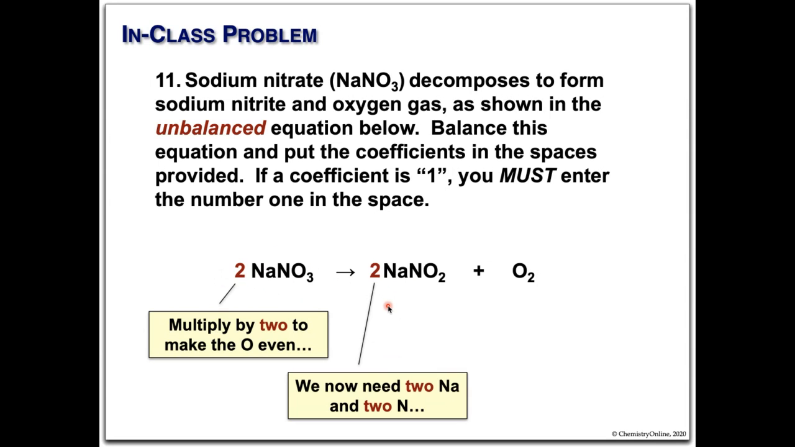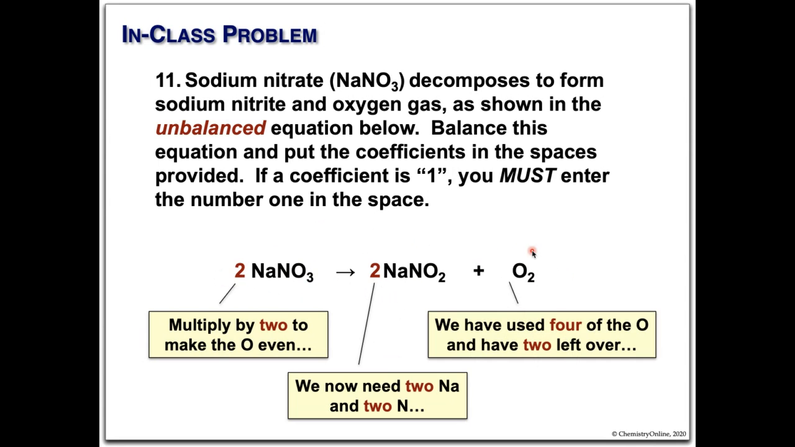Now let's count up our oxygens. We have 6 total. We have used 1, 2, 3, 4. How many are left for the oxygen? O2. Only 1. And remember, if this was a real equation, you wouldn't put the 1 in, but on Blackboard, you must. Any questions?